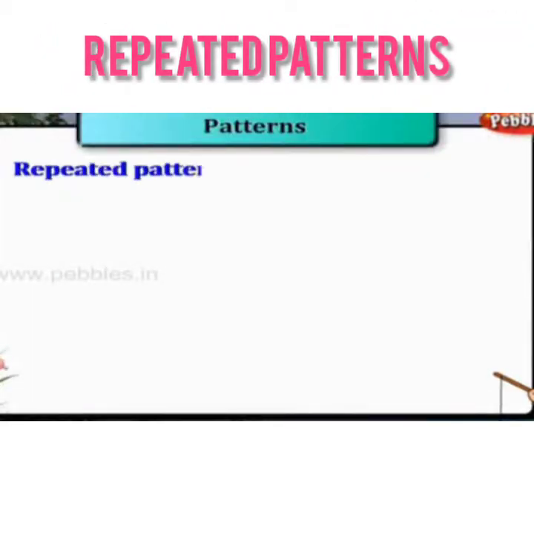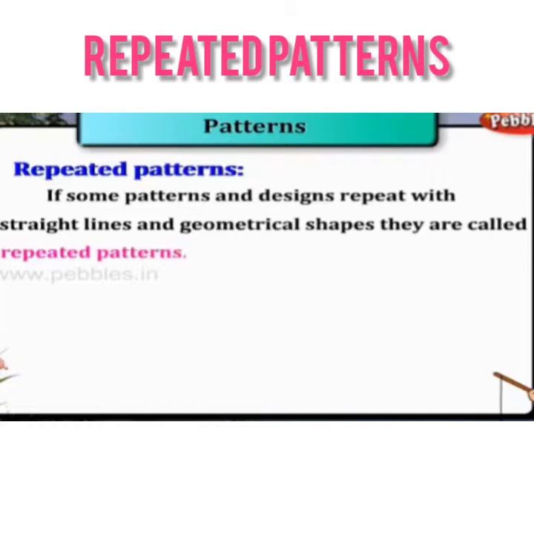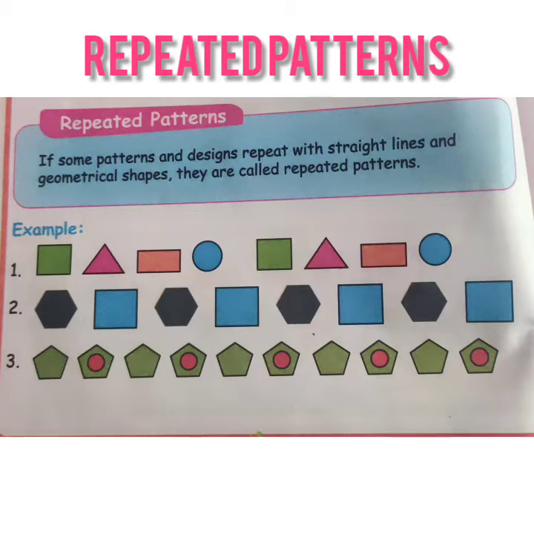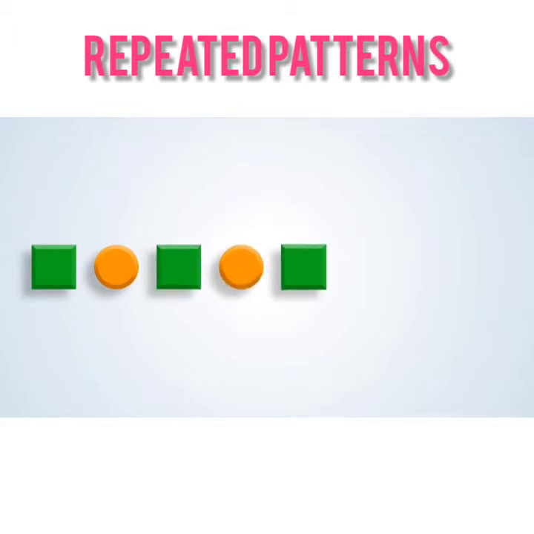Next is repeated patterns. If some patterns and designs repeat with straight lines and geometrical shapes, they are called repeated patterns. Look at some examples here, children. Let's see some more examples for repeated patterns. Green square, orange circle, green square, orange circle, green square, orange circle, green square. Next will be what, children?